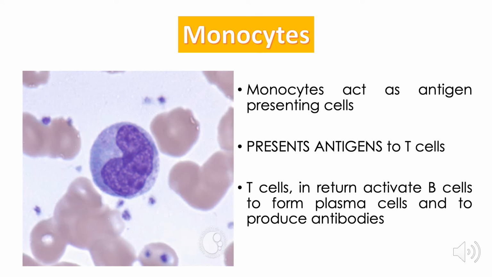And that other cell is a T cell. If the T cell recognizes the antigen presented by the monocyte or the antigen-presenting cell, the T cell in return will activate B cells. B cells now will transform into plasma cells, and plasma cells will produce antibodies. You see, monocytes may not be able to kill pathogens as efficiently as neutrophils, but they initiate the process of antibody production by acting as the APC or antigen presenting cell.